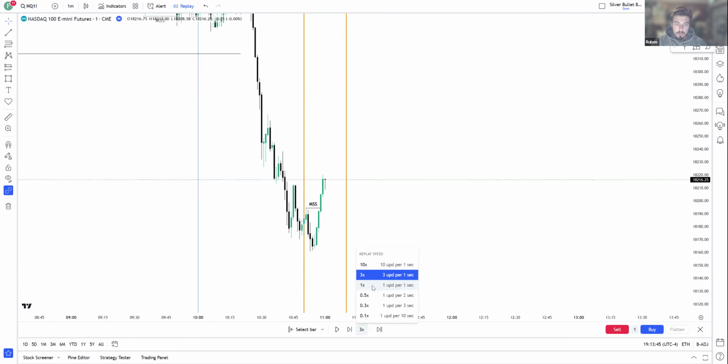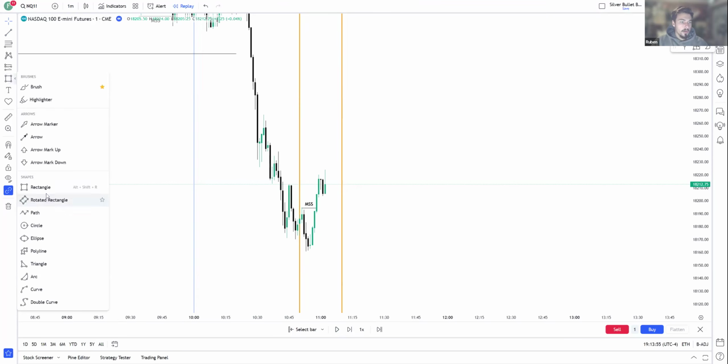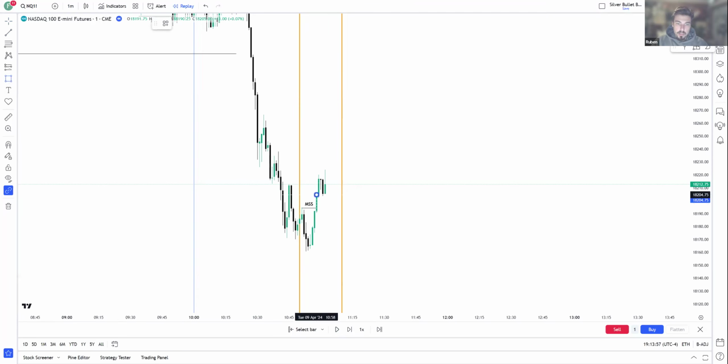So breaker block entry, market structure shift entry. Price comes back down where? Comes back down into that breaker. That's an opportunity to go long. There is an imbalance here that you could also enter from. Now, your question might be, okay, well, there's an imbalance here, an imbalance here, an imbalance here, an imbalance here. Which one do I enter from?